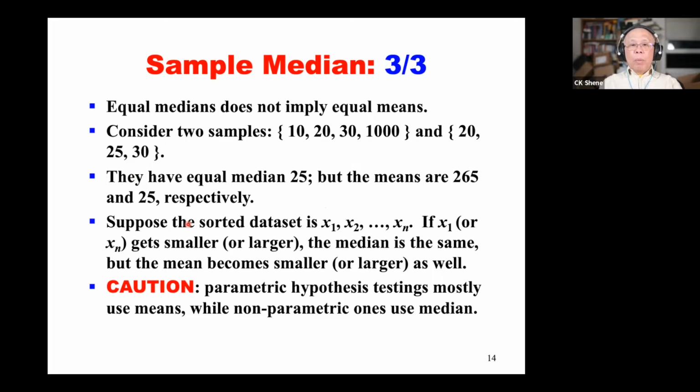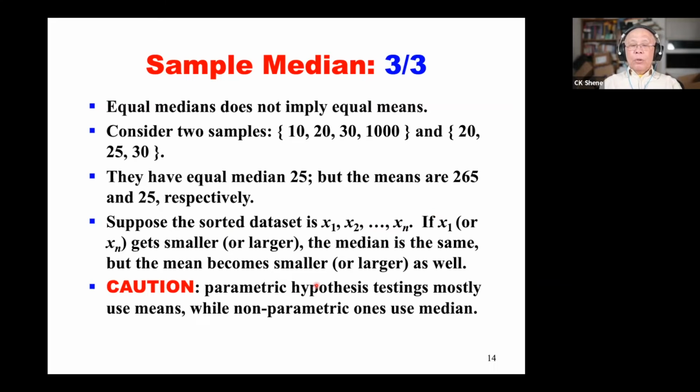So suppose the sorted data set is x1, x2 to xn. If you make x1 smaller and smaller, the median is the same because it's still the average of the middle two. But the mean value, because of this smaller value of x1, will pull down below the median. On the other hand, if the highest value is getting larger and larger, the mean value will be pulled larger, but the median will be the same.